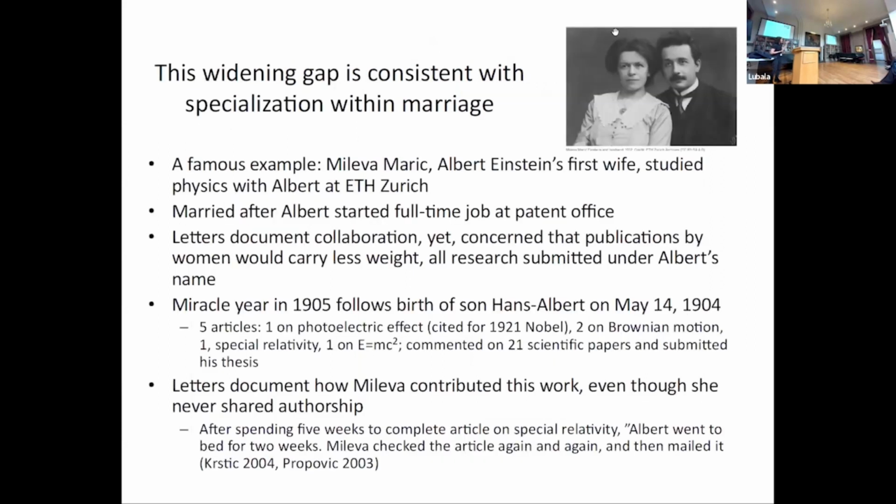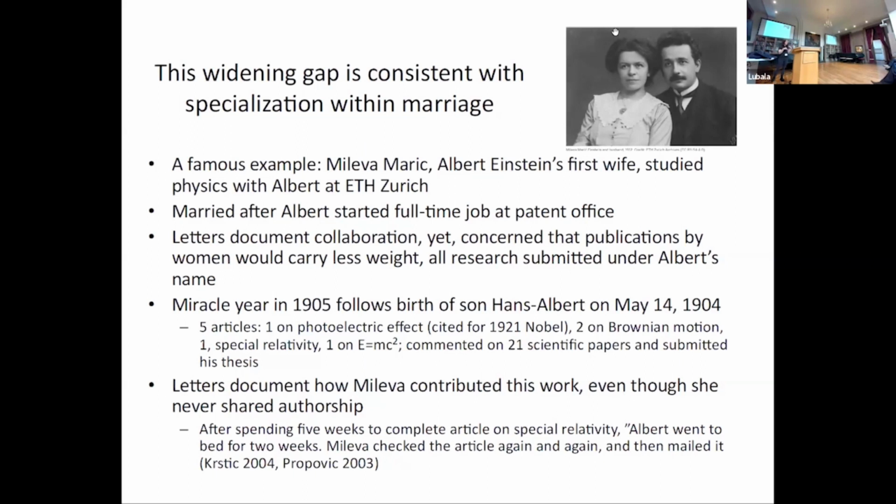So why is this? This is one of my favorite examples. This is Albert Einstein and his first wife. They studied together at the ETH. She had much better grades on all of the written exams, but failed her final oral exam, so she did not get a PhD. She married Albert once he could provide for her, and he got a full-time job at the patent office.